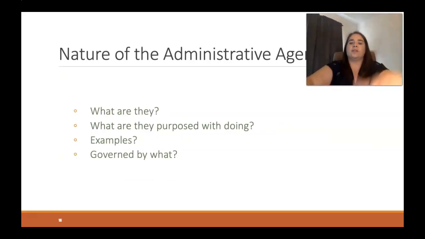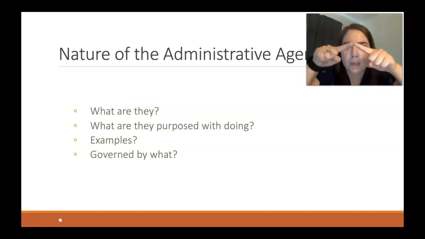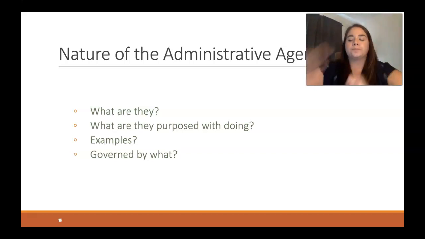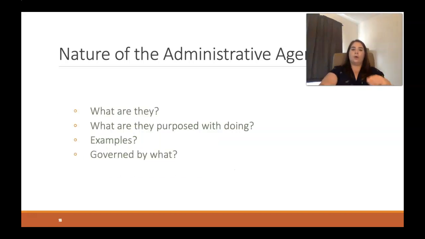Now, administrative agencies. These are so cool. So, what are they? They are governments within each other. It's the coolest thing. So, let's talk about it. Administrative agencies are super unique. They typically have an executive, legislative, and judicial branch. And so literally, they are purposed with coming up with regulations in a particularized area, enforcing those regulations against people who violate them, and passing judgment on those people. It is the coolest thing.